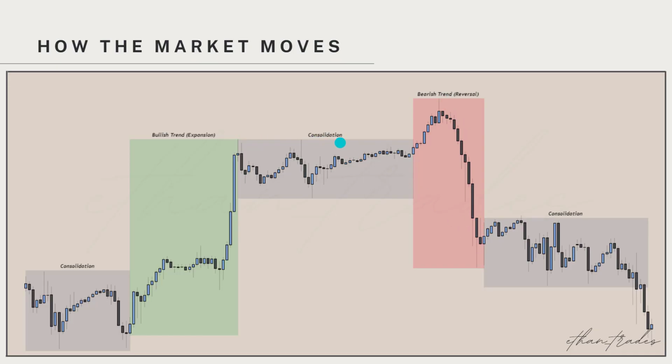Later on in this mentorship, when I explain liquidity, this will all make more sense. But for now, once again, we are just identifying the different market conditions. So we have consolidation. From here, we turn into a bearish trend, or we have our reversal because originally we were moving higher. Now we're moving lower. After we have our reversal and expansive move lower, we'll have another consolidation. From here, we're expecting lower prices again.